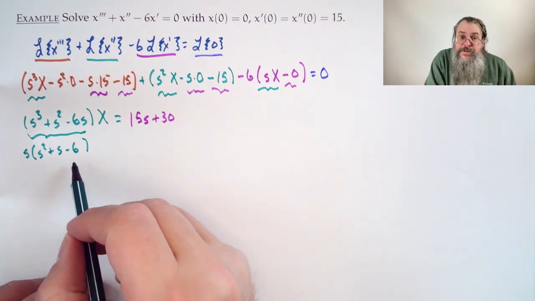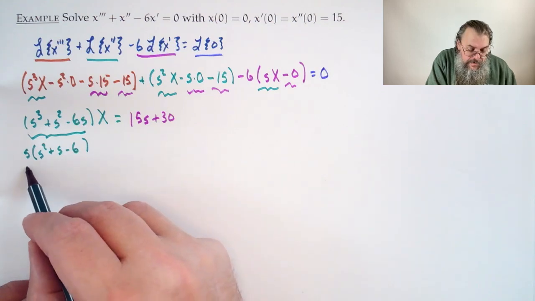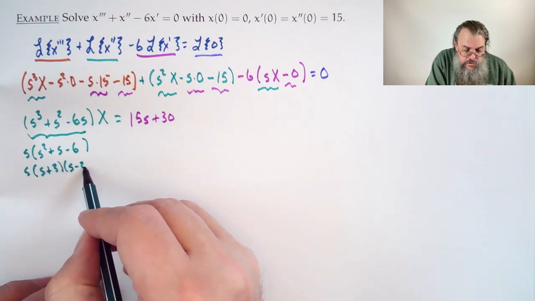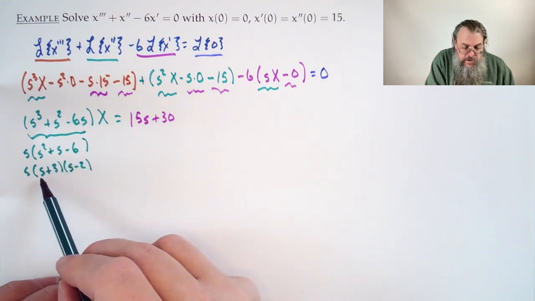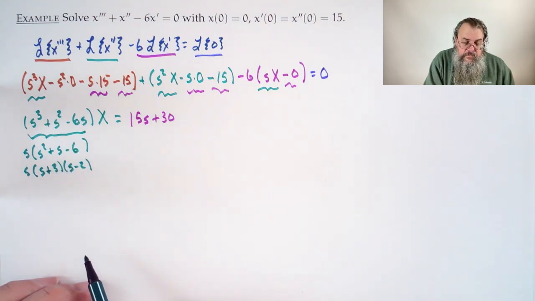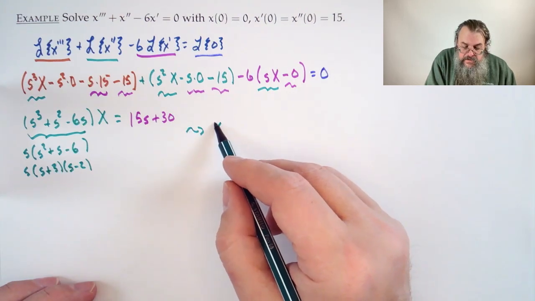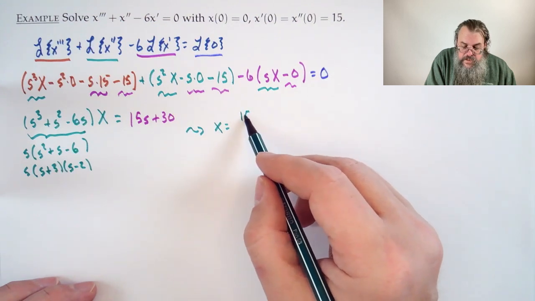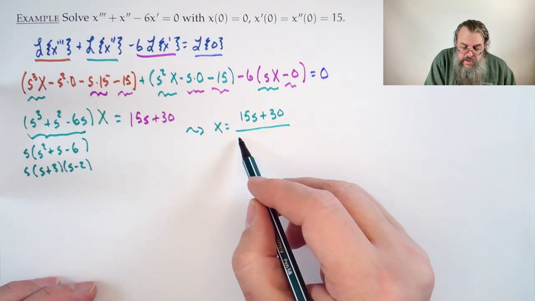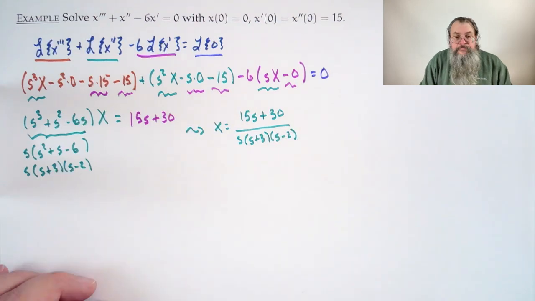So what do we need? We need 2 numbers that multiply to negative 6, but add to positive 1. Well, 2 numbers that do that would be plus 3 and minus 2. You can check. We get s squared minus 2s plus 3s would be s, and 3 times minus 2 is minus 6. So that allows us to say the following, namely that x is equal to 15s plus 30, divided by s times s plus 3 times s minus 2.